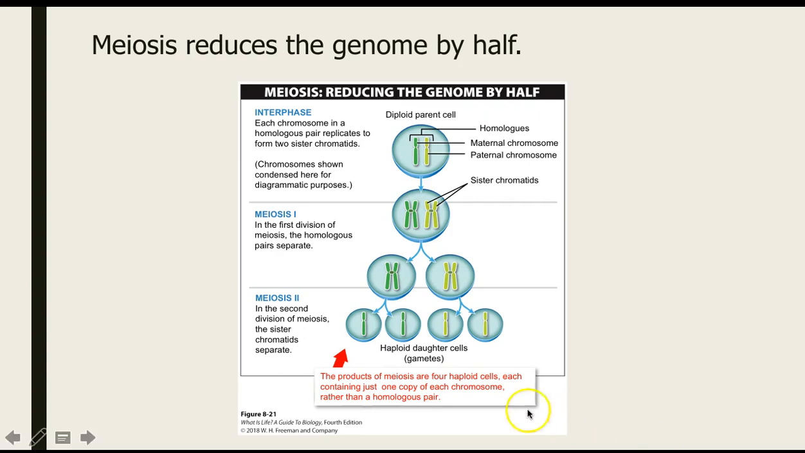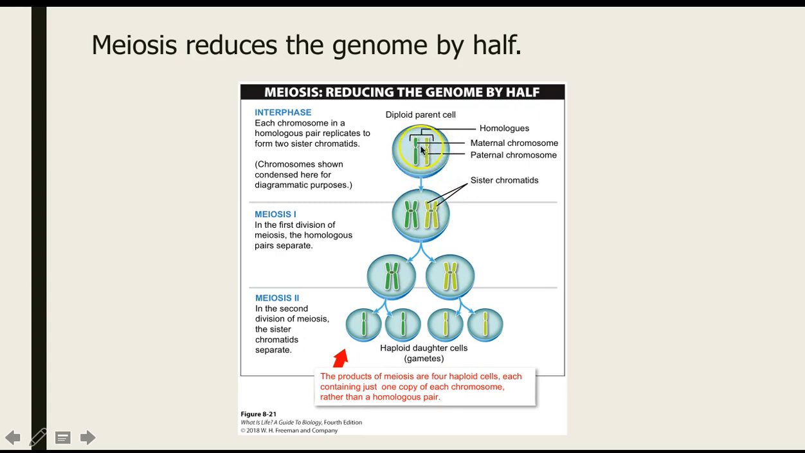Meiosis has 2 stages, but of course you can't go through cell division unless you've gone through interphase first. Just like with mitosis, interphase is not part of meiosis. It's the stuff that has to happen before meiosis or mitosis can happen. And really, it's the same thing. We're just making sister chromatids. So here we go, interphase, we're making sister chromatids.